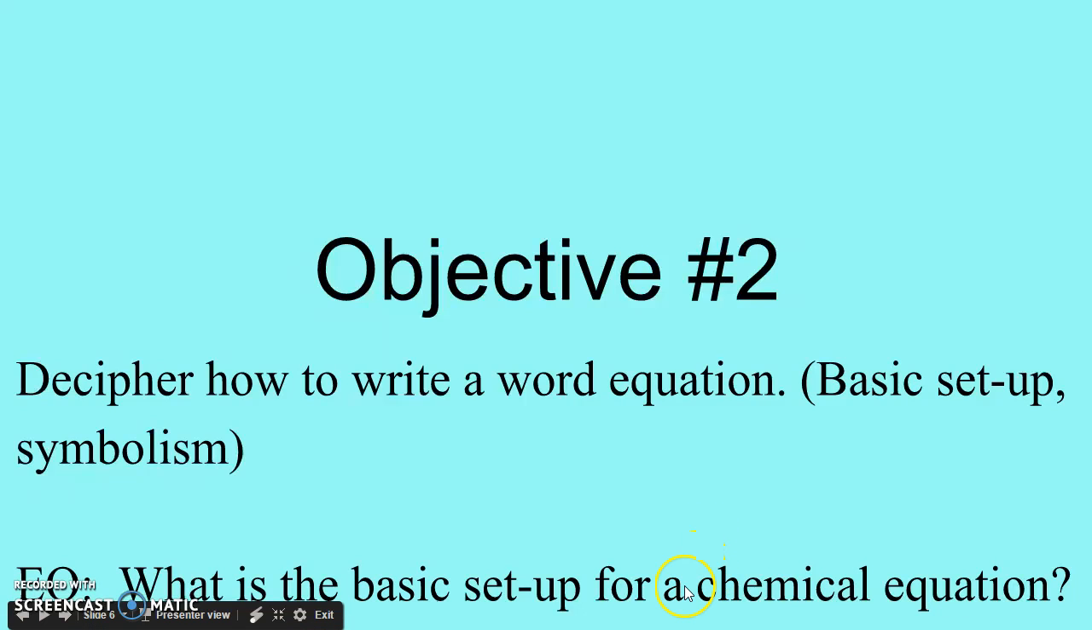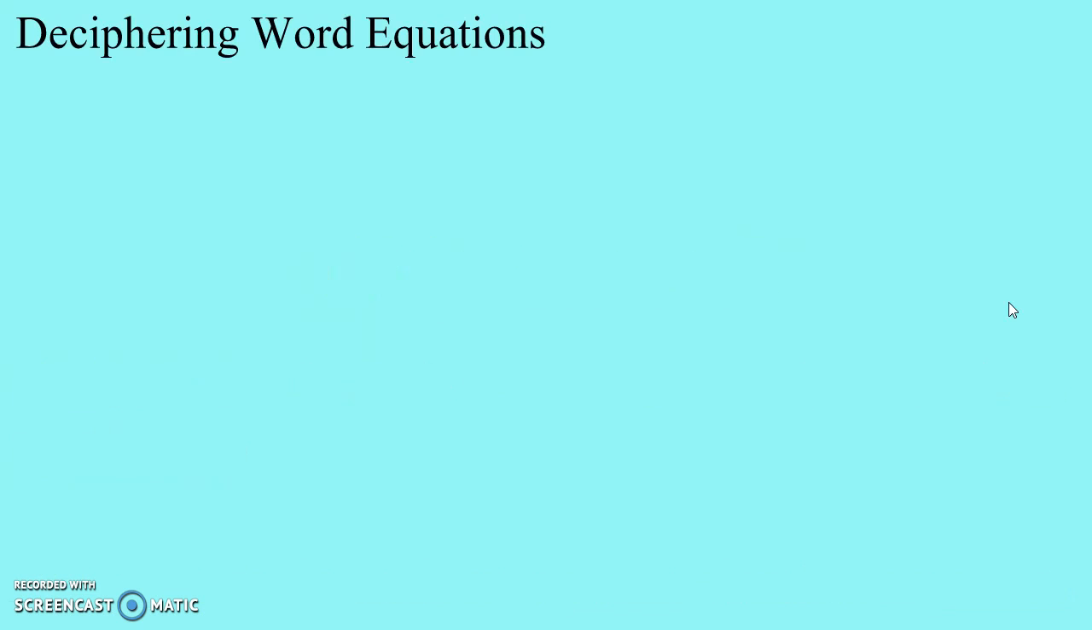All right, so here's the screencast for objective number 2 of the chemical reactions unit. Decipher how to write a word equation. What's the basic setup? What's the symbolism? So our essential question is, what is the basic setup for a chemical equation? Some of this you've already seen, so this would hopefully not be too much new to you.